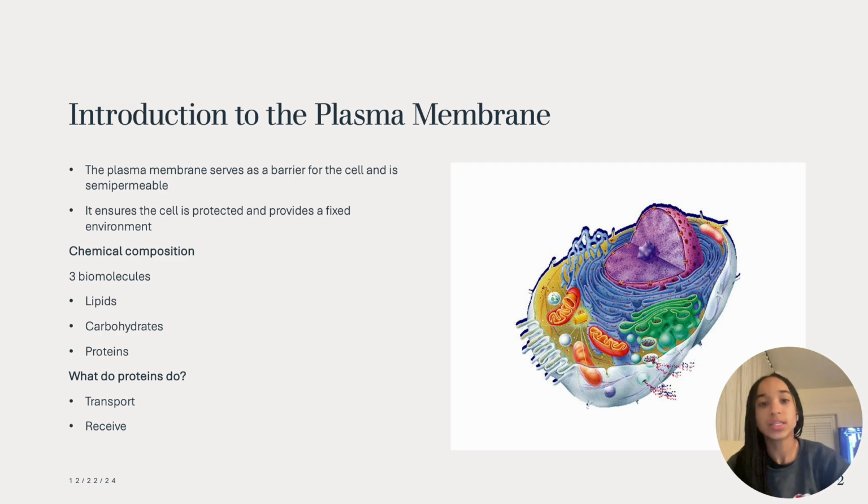The peripheral proteins are attached to the surface of the membrane and can be easily removed by changing pH levels. This is comparable to the integral protein because the integral protein is firmly embedded and is unable to be detached easily. So, proteins do two things that are very important for the cell, which are transporting and receiving. By transporting, they move the molecules across the membrane, and when they receive, they are receiving the molecules.